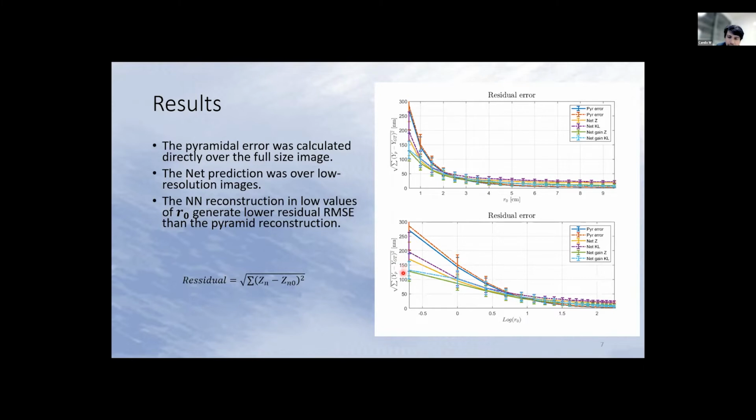the gain, and in the optical gain, the error is half of the maximum value of the pyramidal error. So that's very good news for us, because we considered that the neural network was trained with a low resolution image, and the pyramidal reconstruction was using a high resolution image.